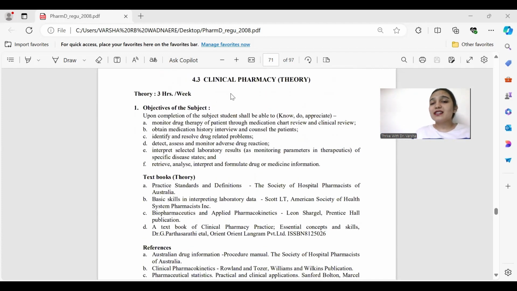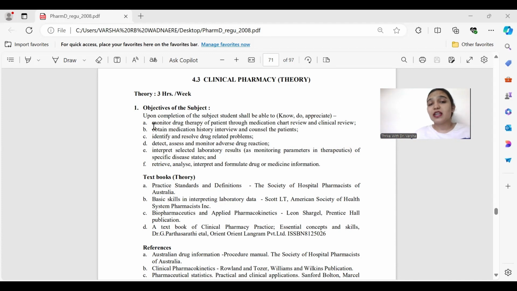Your third subject is clinical pharmacy. You'll be having 3 hours of theory lectures per week. Why will you be studying this clinical pharmacy subject? Because this subject is specifically made for us, because we are going to be clinical pharmacists. What are our duties? We should be able to perform those duties. In which way, in a standardized way, we will be learning that.